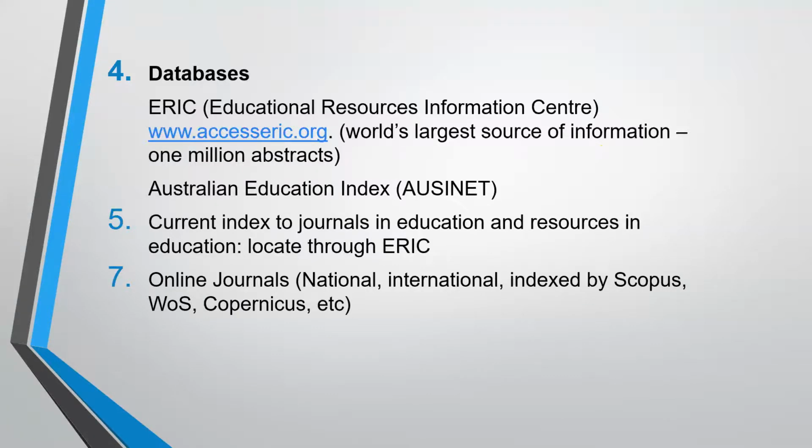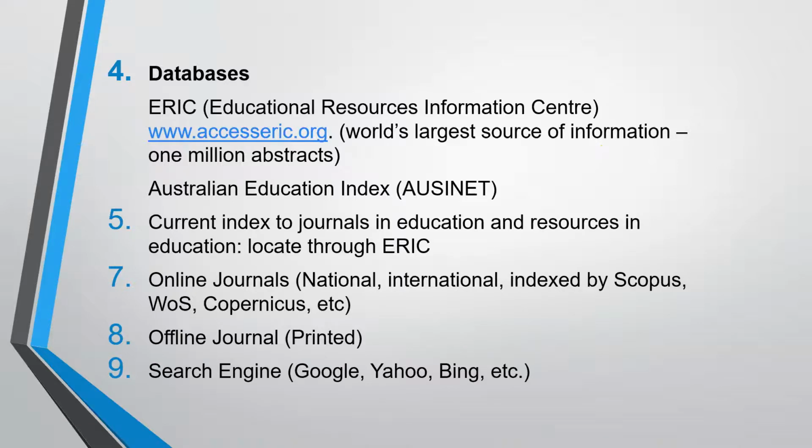And the sixth, I'm sorry, this is sixth, we can use online journals. For example, national journals in Indonesia. We can use also international journals, both indexed by Scopus or Web of Science, or indexed by Thomson. We can get also indexed by Copernicus and so on. And if we can go to the library, we can get offline or printed journals. And the fastest way to find references, we can use a search engine like Google, Yahoo, Bing, etc.